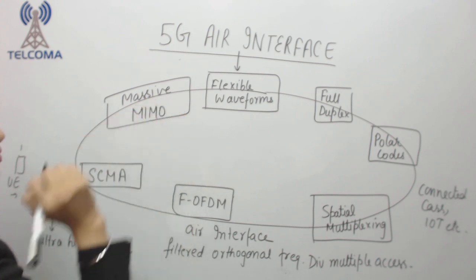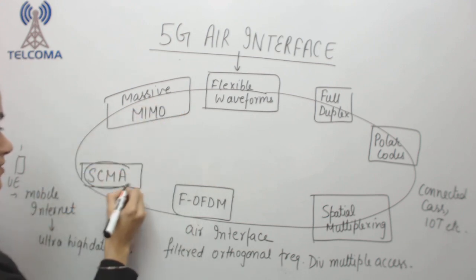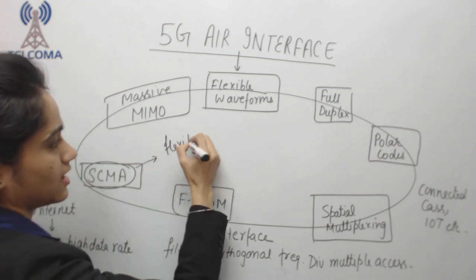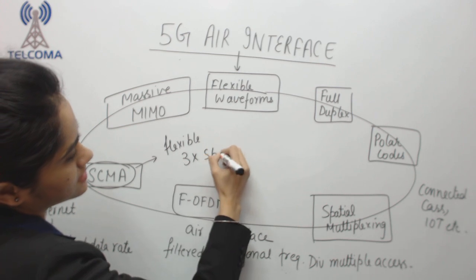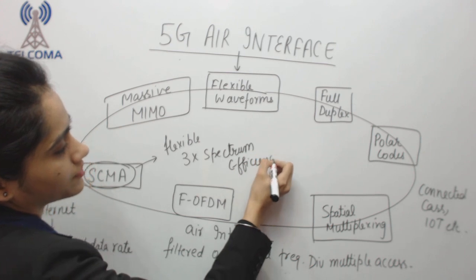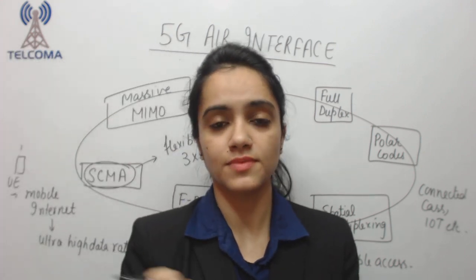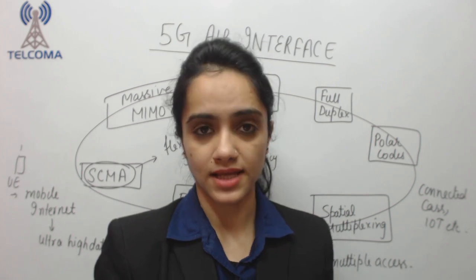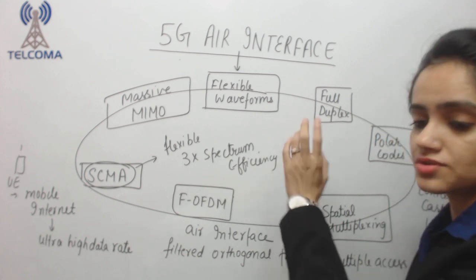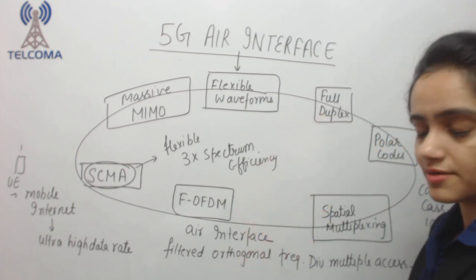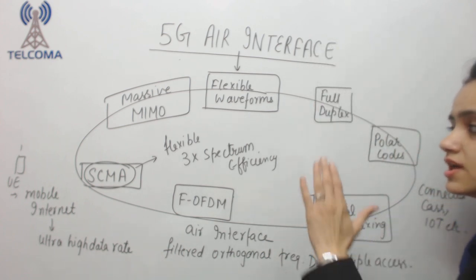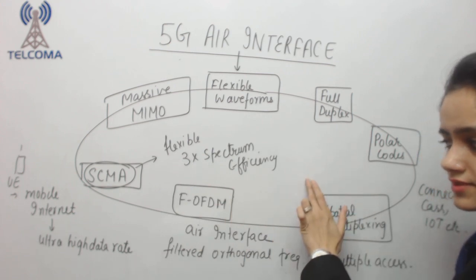If we talk about this sparse code multiple access, it meets the demand of flexibility. It is very much flexible in nature, and because of this we have a 3 times increase in the spectrum efficiency. As per the requirement of the 5th generation, energy efficiency should be there, spectrum efficiency should be there, latency should be less, as well as devices should be efficient in nature. So this air interface should have the capacity to hold such requirements. If on one side we demand ultra high data rate, on the other side we have an application. So in between we have a complete air interface.